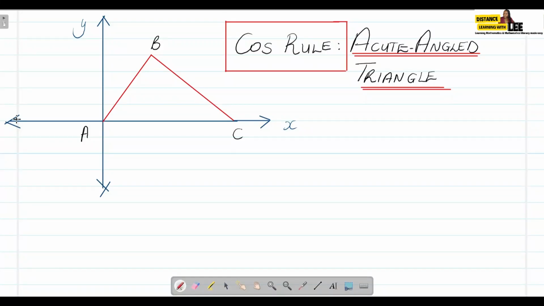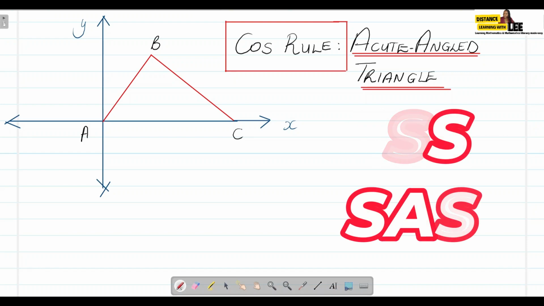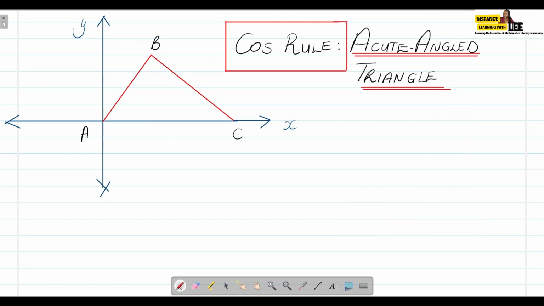Before we even get started, what is the cos rule? I did mention that for you to be able to apply the cos rule, you need to have either three sides that are known, or a side-angle-side, so two sides and an included angle. Then you can apply the cos rule.